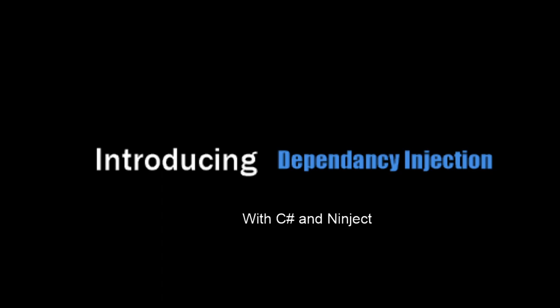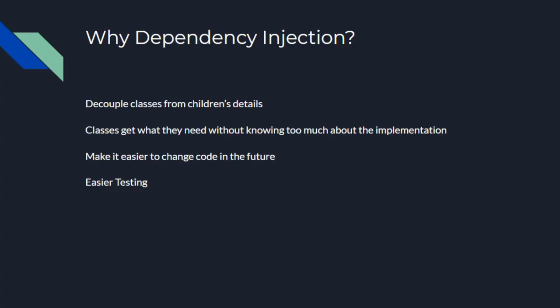Hello and welcome. Today, I'm going to be showing you guys a little bit about dependency injection with C Sharp and Ninject. There's other frameworks to do this, but I'm familiar with Ninject. .NET Core actually lets you do this natively, so you wouldn't need Ninject for .NET Core, but I'm going to be using an older style framework project.